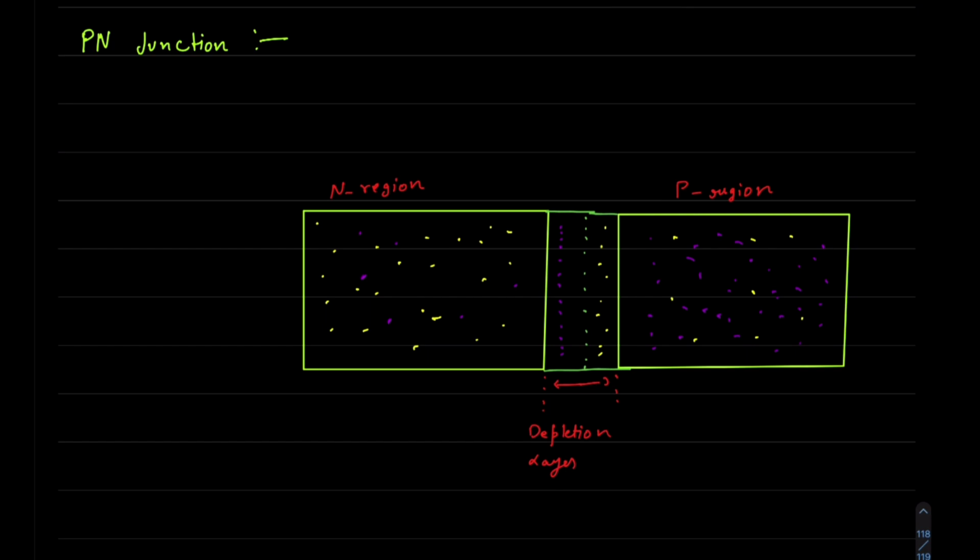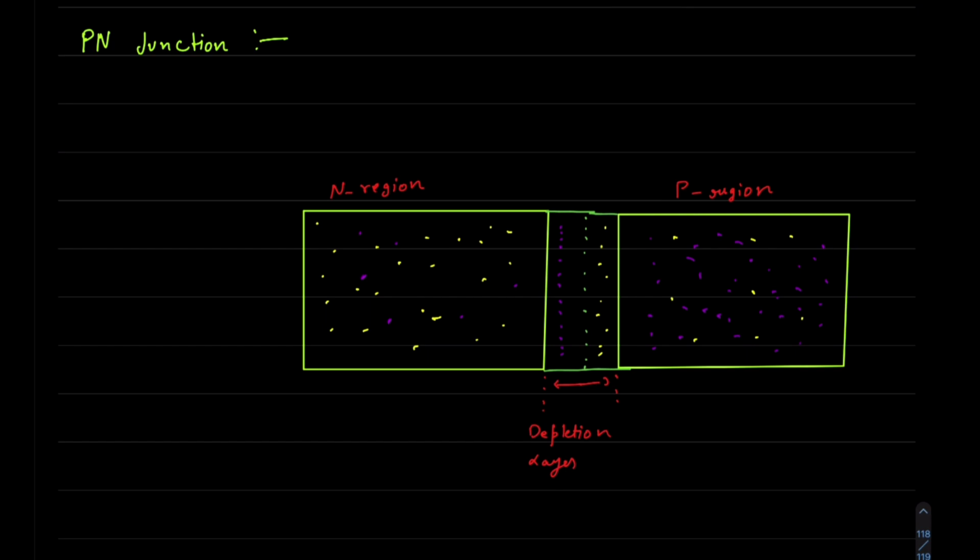As we know, p-type semiconductors have a large amount of holes. Here, these purple dots or small lines, I'm very bad at drawing, so don't attack me on that. These purple dots are holes and the yellow ones are electrons. As you can see, in the p region we have a large amount of holes and very few electrons. And in the n-type semiconductors, we have a large amount of free electrons but very few holes.